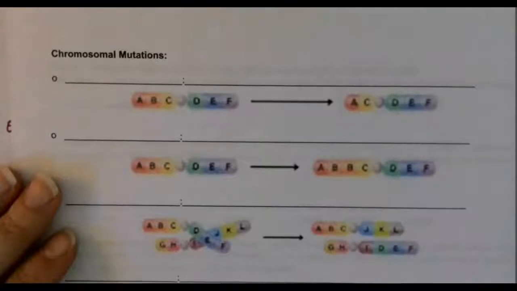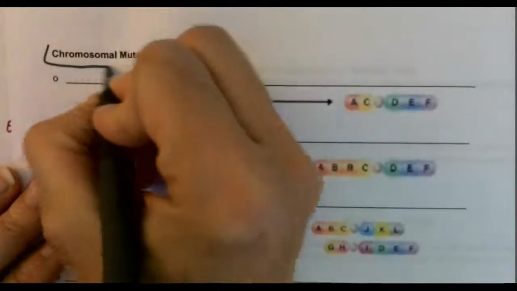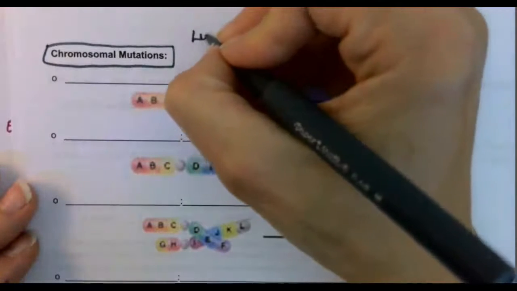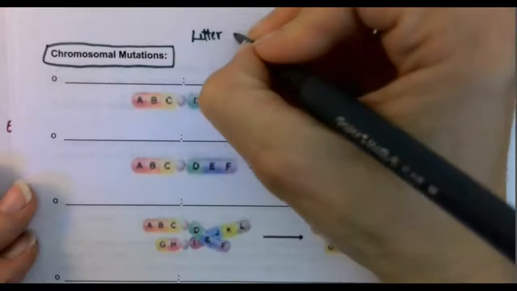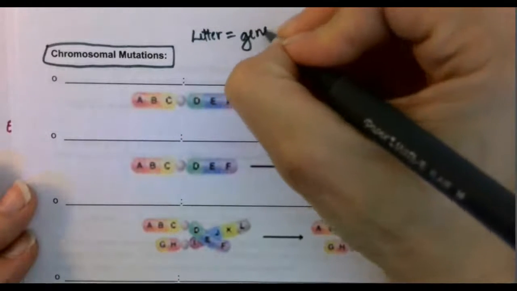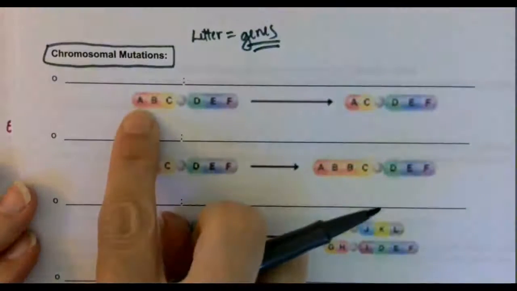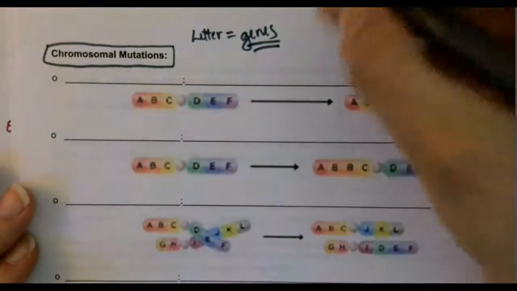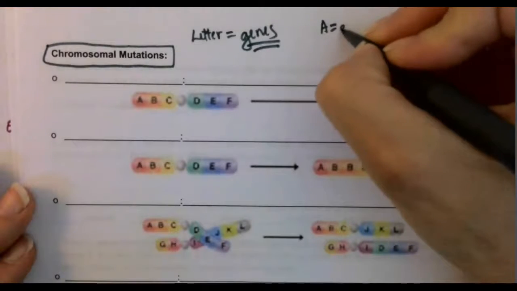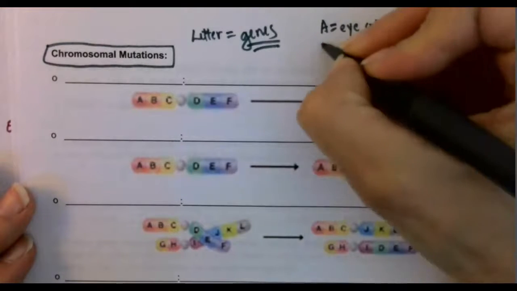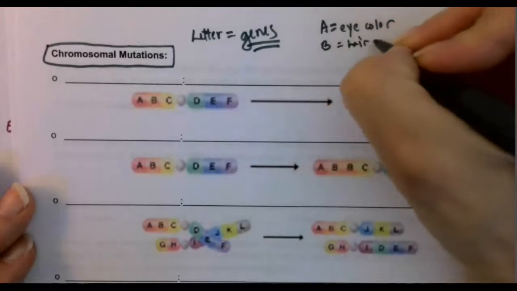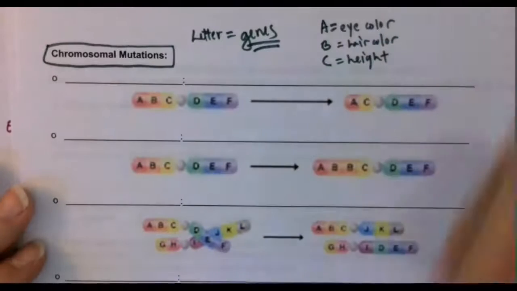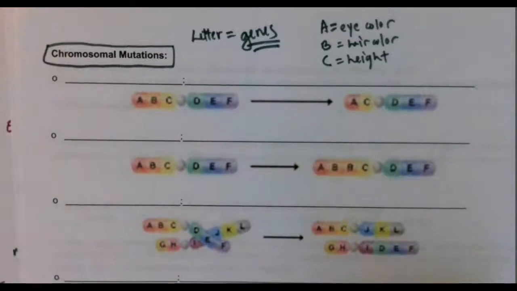There are 4 types of chromosome mutations. These affect full chromosomes, okay? The letters in these pictures are genes, okay? So A is a gene, B is a gene, C is a gene, D is a gene, etc. So let's say A stands for eye color, and B stands for hair color, and C stands for height, etc. Okay? So let's look at these chromosome mutations.